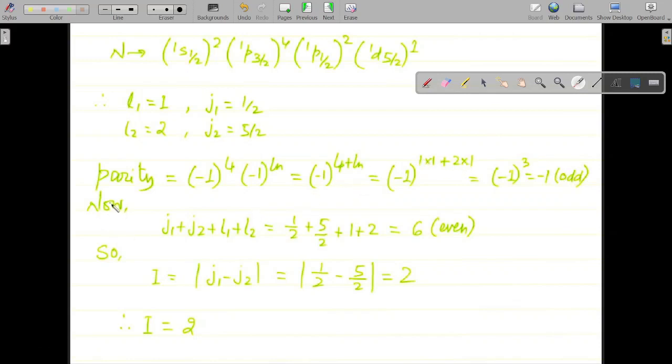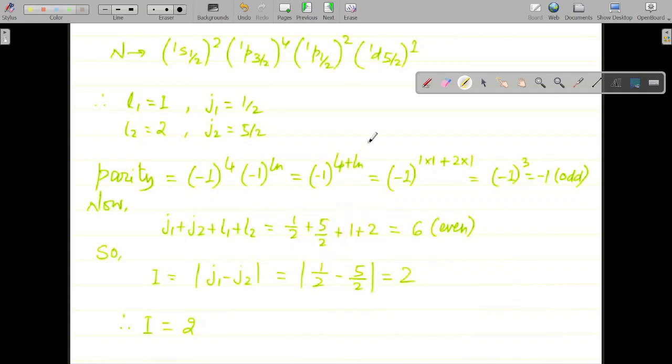Now you can see that I had already told you that for odd nuclei, we have to first find out the value of J1 plus J2 plus L1 plus L2. For an odd nucleus, we have to find this value, J1 plus J2 plus L1 plus L2. Or you can also call it J1 plus J2 plus LP plus Ln, because L1 equal to LP and L2 equal to Ln. Now J1 is equal to 1 by 2 and J2 is equal to 5 by 2 and L1 is equal to 1 and L2 is equal to 2.